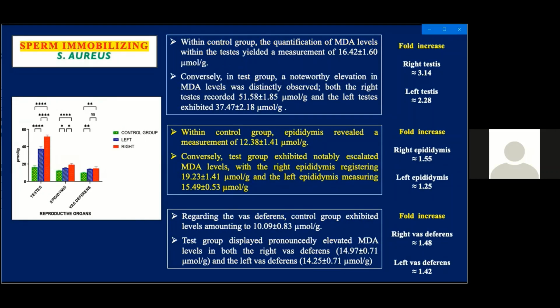In case of sperm-immobilizing microorganism Staphylococcus aureus, there was also an increase in the MDA level, and this increase was again more on the right-hand side as compared to the left-hand side, and more in the testes as compared to epididymis and vas deferens. So a similar pattern was seen in the sperm-immobilizing microorganism as we have seen in the sperm-agglutinating microorganisms.